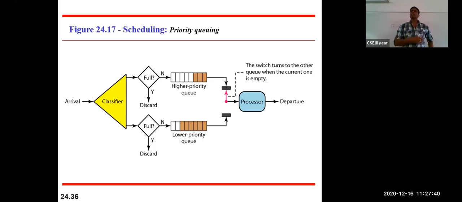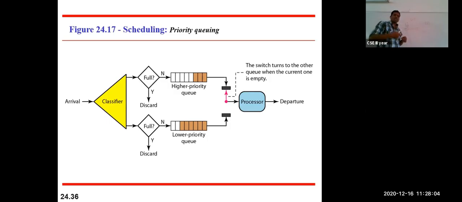But if it is priority queuing, here it is. The packets that are coming in are put to a classifier. Classifier will check the priority of the packets. Do you remember there is a field called PRI, priority? Leave it. Right. So it checks the priority of the packets.